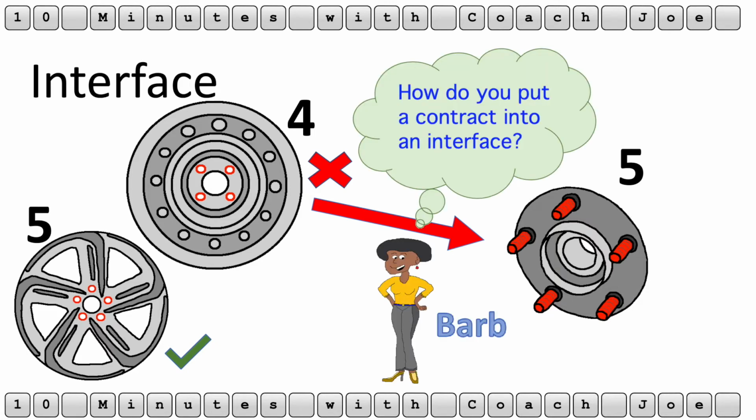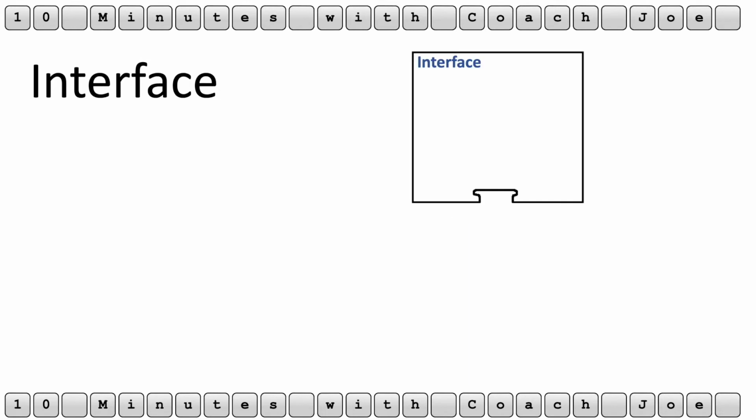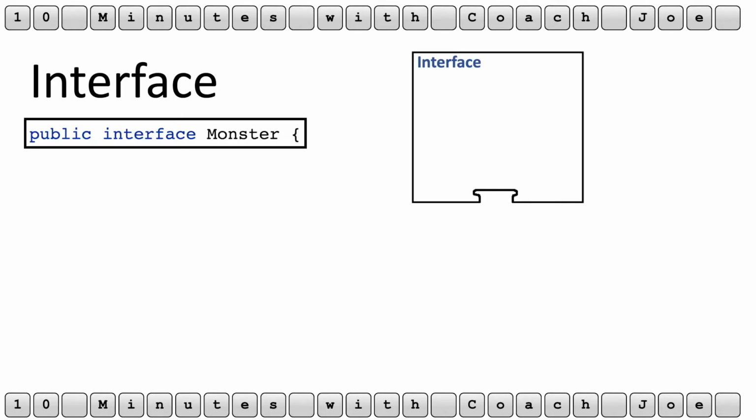Let's review how to create an interface and its contents. Here is a monster interface. Here is the code for declaring an interface. The access modifier is public, followed by the keyword interface and the name. In this example, we are using the name Monster. You cannot instantiate an interface by itself.